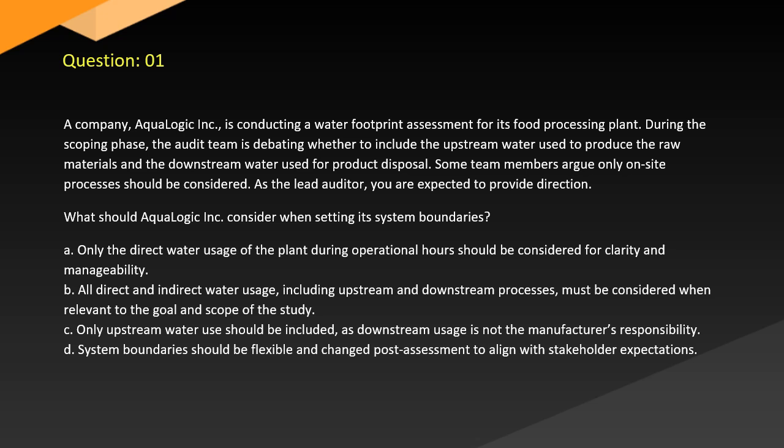A. Only the direct water usage of the plant during operational hours should be considered for clarity and manageability. B. All direct and indirect water usage, including upstream and downstream processes, must be considered when relevant to the goal and scope of the study. C. Only upstream water use should be included, as downstream usage is not the manufacturer's responsibility. D. System boundaries should be flexible and changed post-assessment to align with stakeholder expectations.